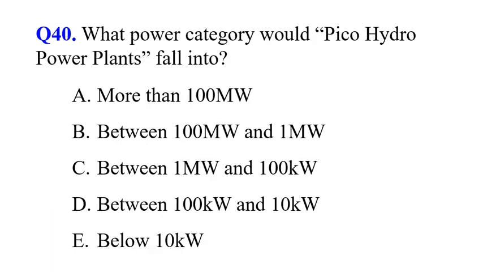Question number 40. What power category would Pico Hydro plants fall into? So Pico Hydro means very small scale power producing plants. So they might be below 10 kilowatts or sometimes even below 5 kilowatts. So your answer is E.